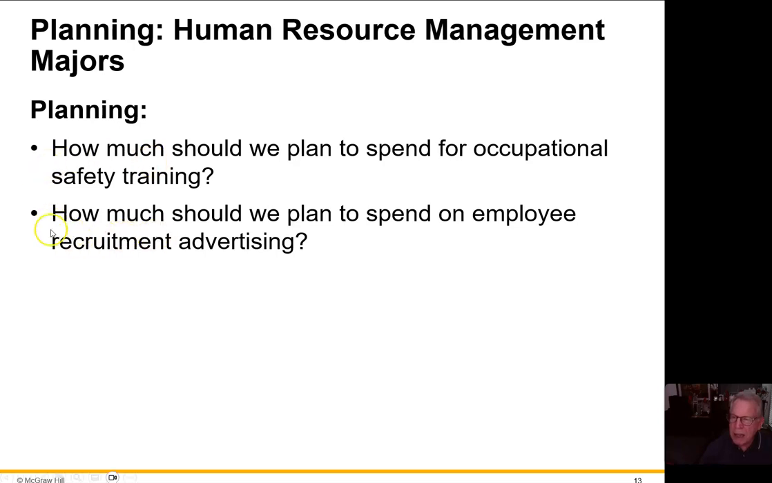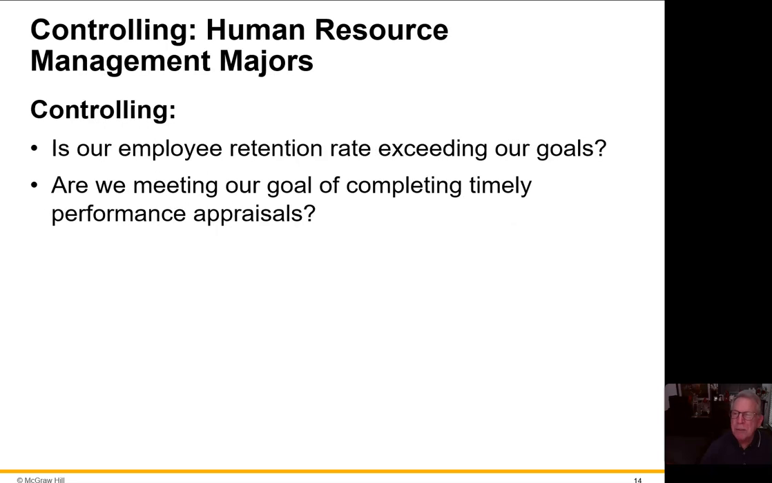And then again, they're going to take a look at how much should we plan to spend on employee recruiting or advertising. How do we do it? Do we use a headhunter? Do we use a newspaper? Do we put out a word of mouth to our employees? All of the above have been used by me in the past.